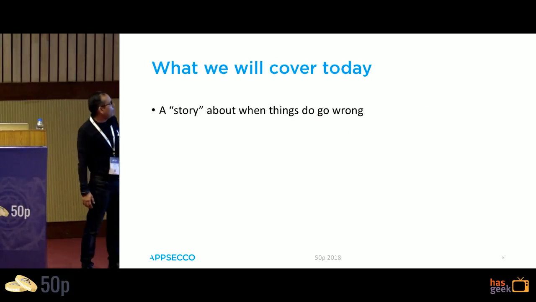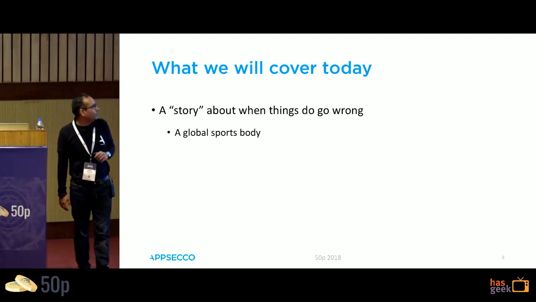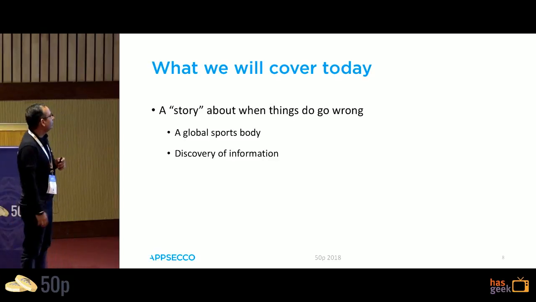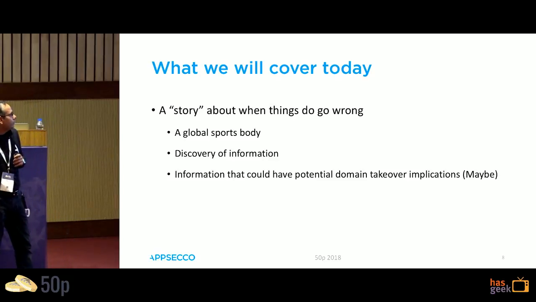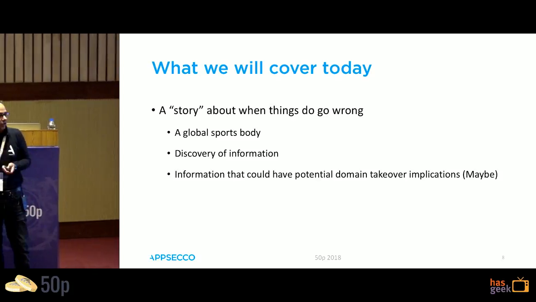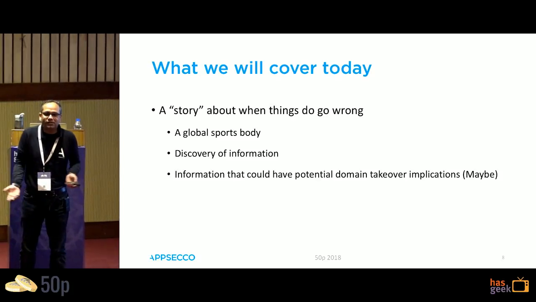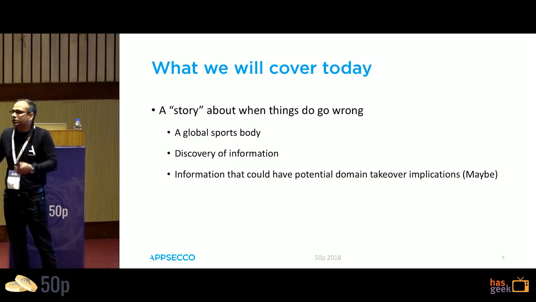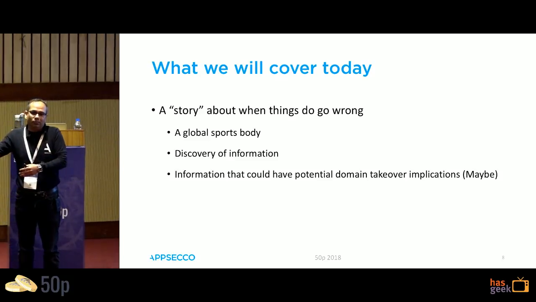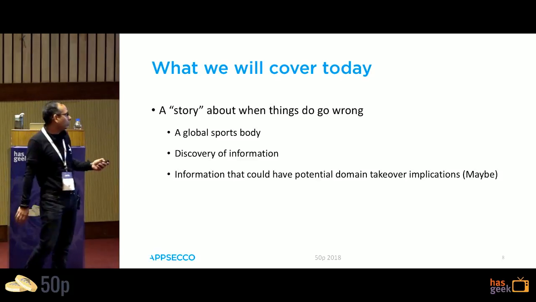So what we will cover today, we will cover a story about when things do go wrong. We will talk about a global sports body. We're not naming names. We will talk about discovery of some information, information that could have potential domain takeover implications. Domain takeover means that the attacker could potentially control the domain, and obviously then whatever the mail server is, the A record and all that.